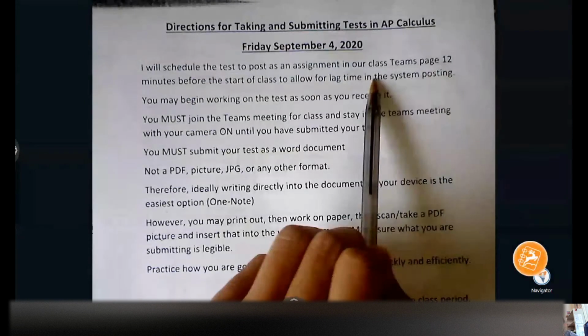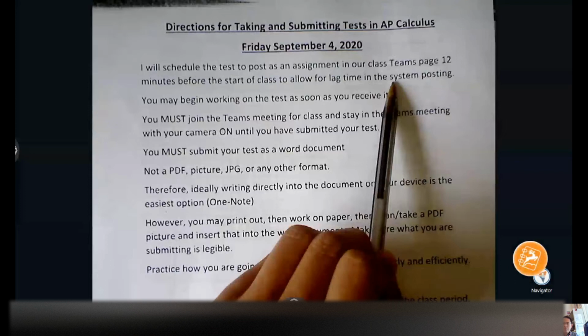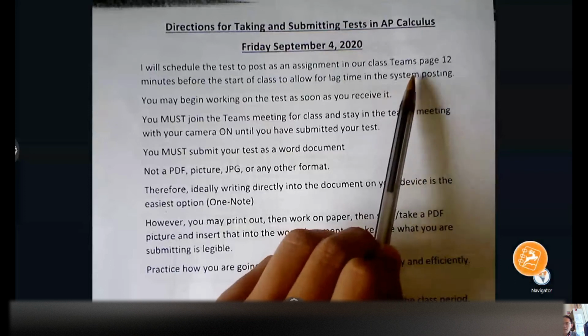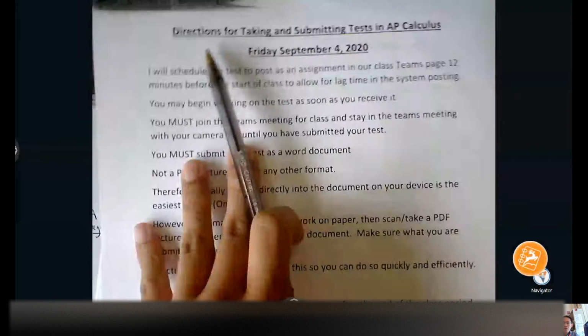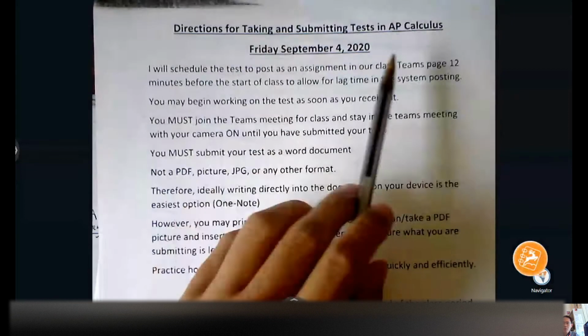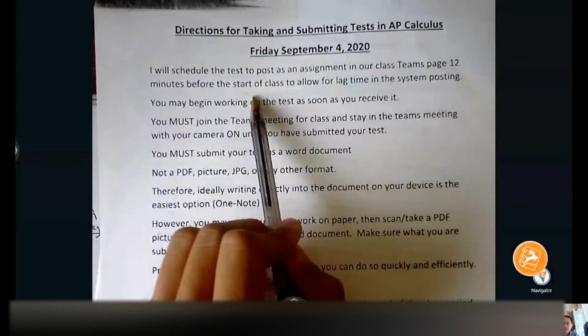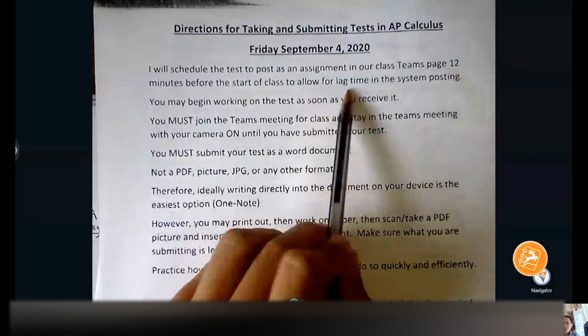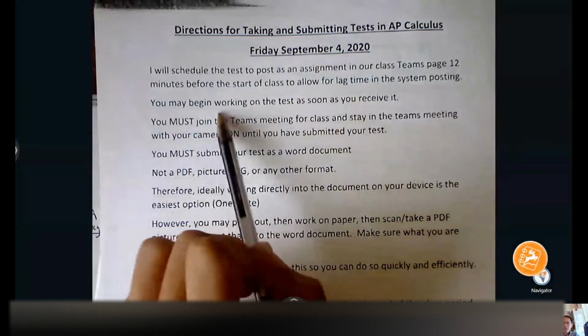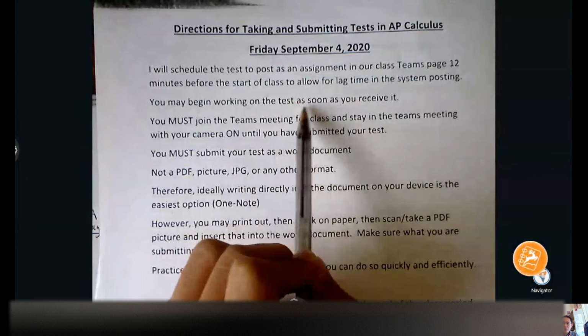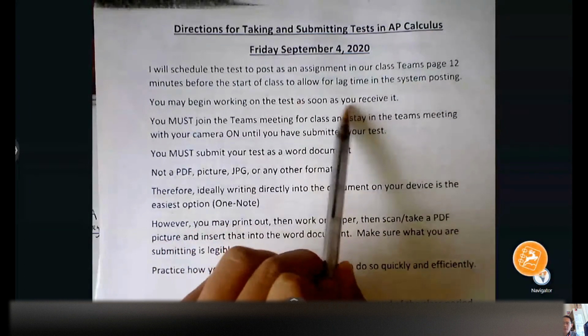But when you see the assignment on Friday, you'll see it as Unit 1 limits test. It'll post 12 minutes before the start of the class to allow for lag time in the system posting. But as soon as you access it, you're free to start working on it.